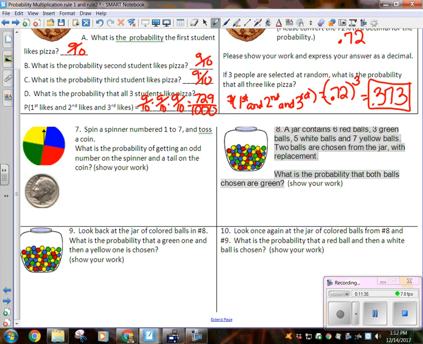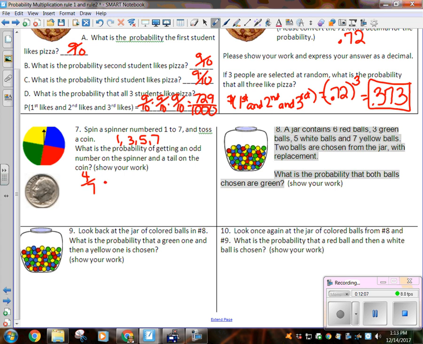Spinner's numbered 1 to 7, and you're going to toss a coin. What's the probability of getting an odd number on the spinner? Spinner's 1 to 7. That's really strange, isn't it? So I have 7 equally shaded parts on the spinner. So how many of those would be odd? Right, 1, 3, 5, and the 7th one. So I have 4 chances out of what? 7 that I'm going to get an odd number. Is everybody right? There's 4 chances out of 7.